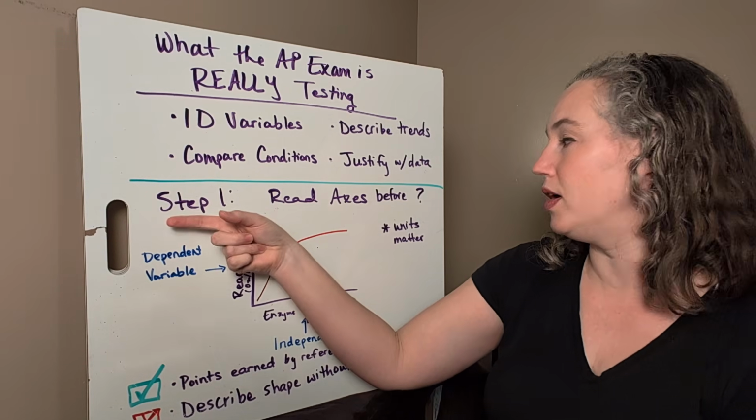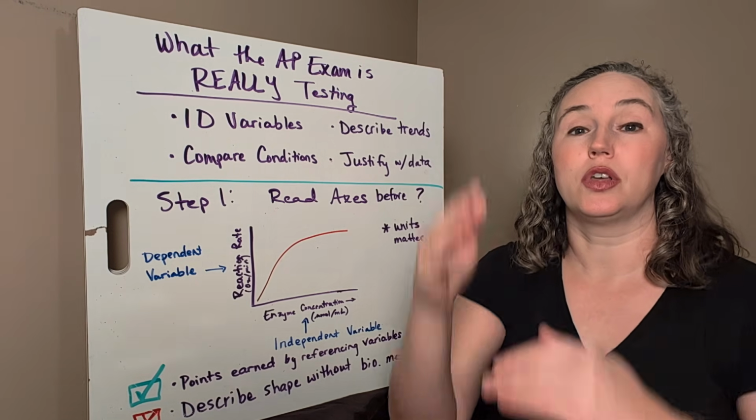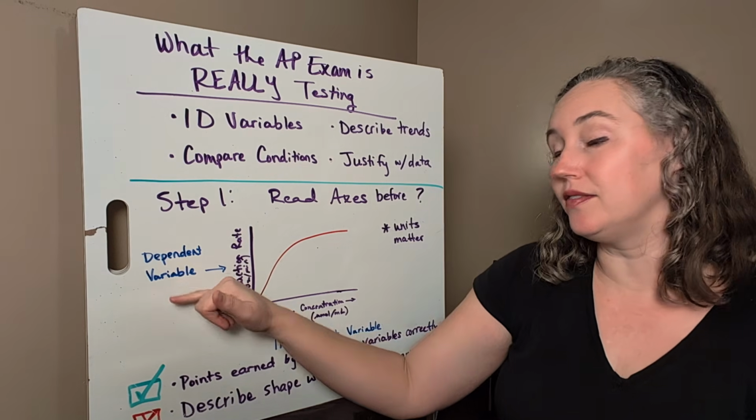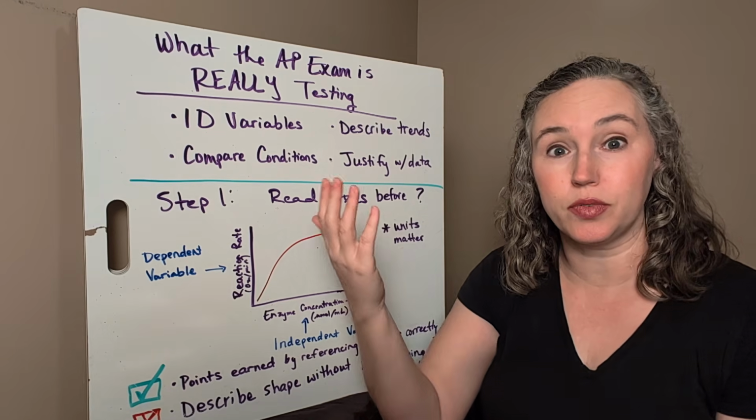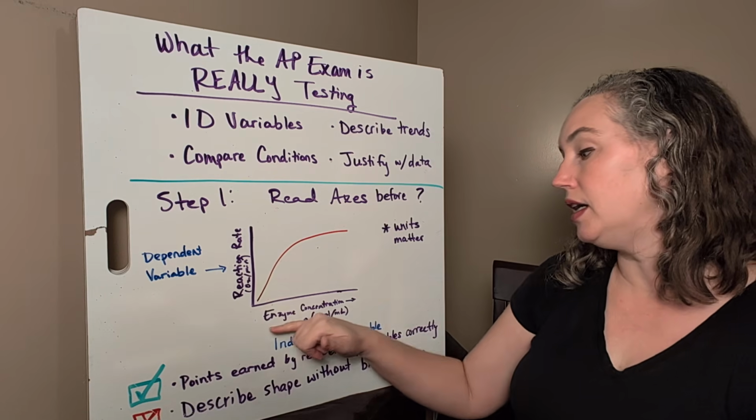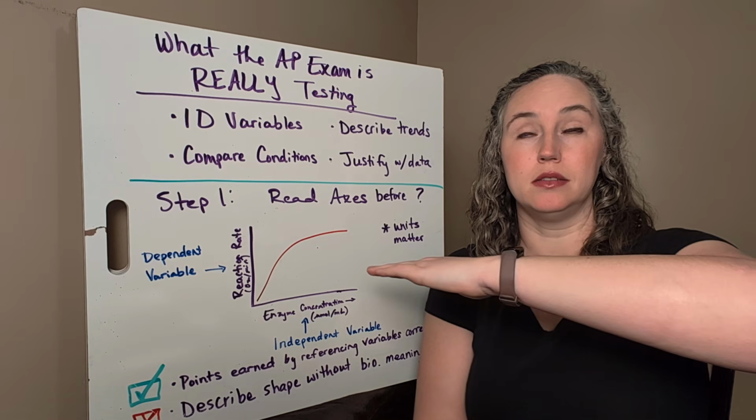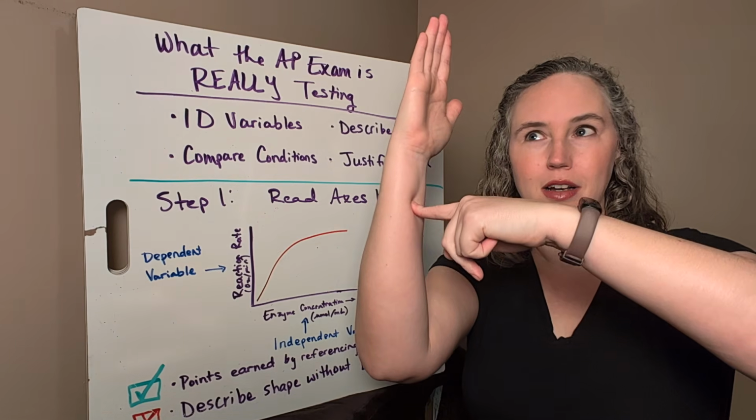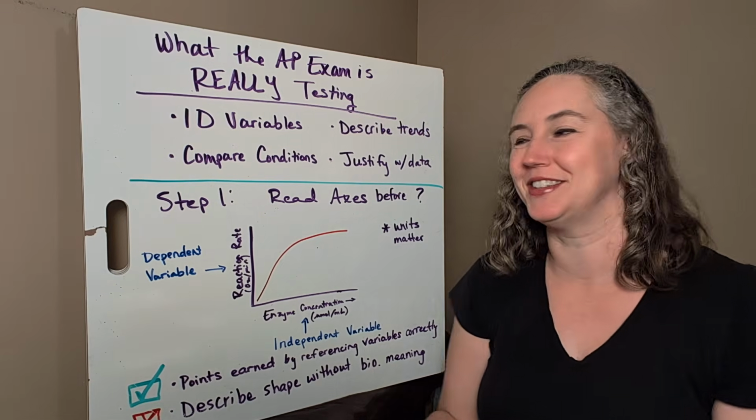So first, step 1, read the axes of the graph before you read the question. So, right, don't forget your DRY MIX. Your dependent variable is on your y-axis. That's your responding or measured variable. Then your independent variable is on the x-axis, right? And so MIX, that's your manipulated, independent, x-axis. DRY: dependent, responding, y-axis. DRY MIX. That's how I remember it.